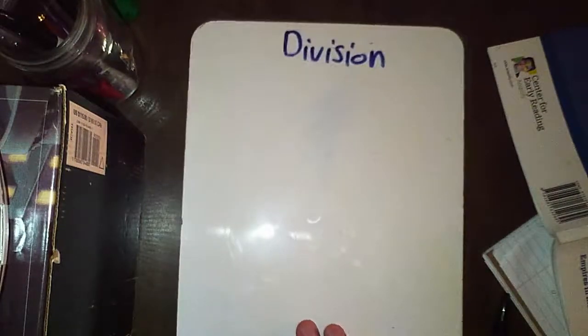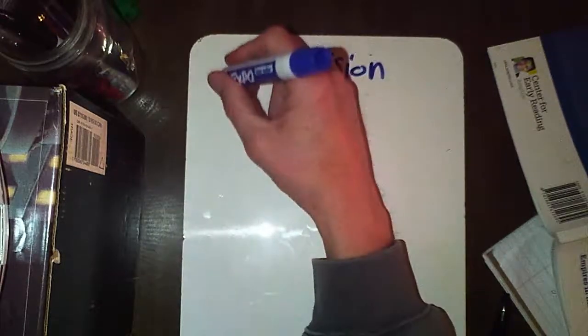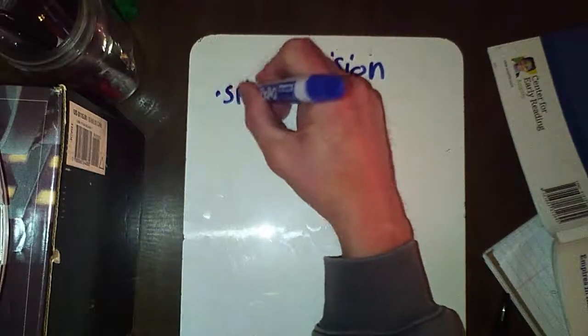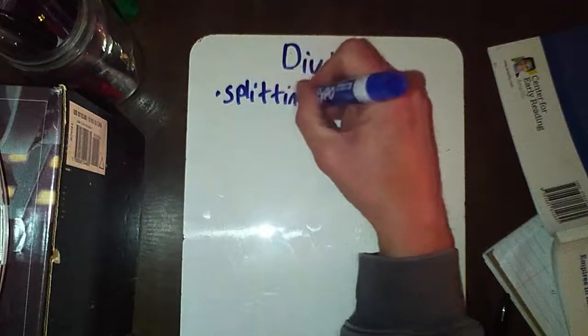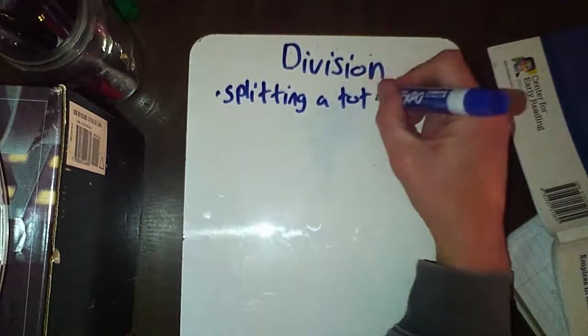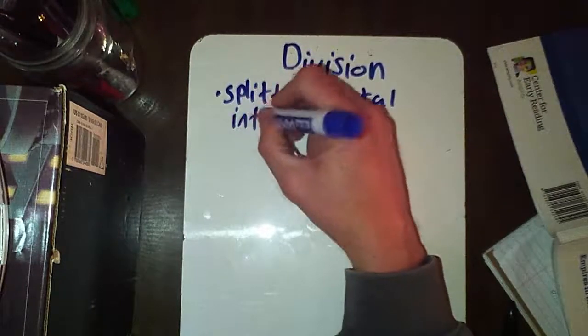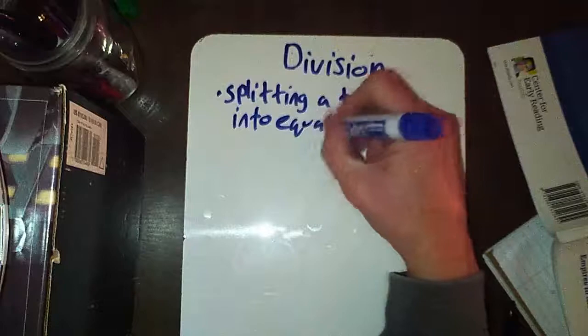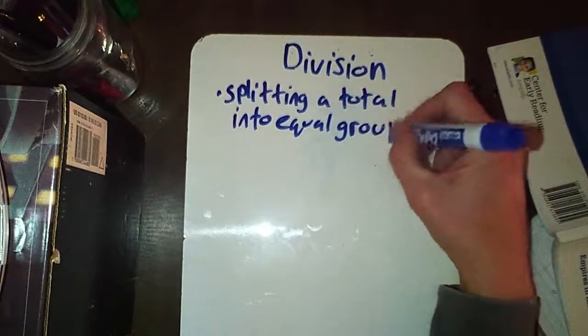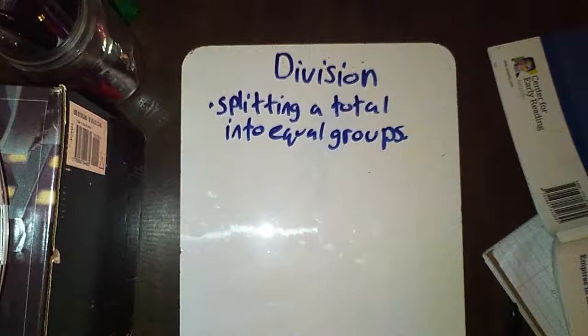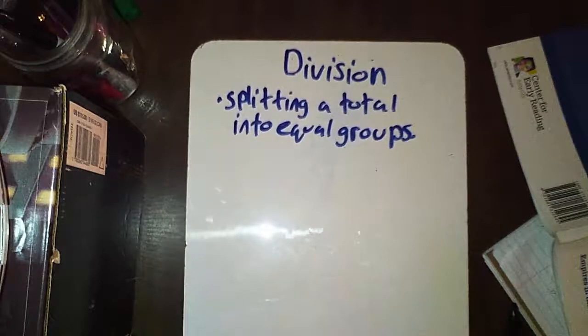Division today. And division is the exact opposite of multiplication. It's splitting a total into equal groups. That's what it is. We know that multiplication is taking equal groups and combining them into a total, while division is doing the exact opposite, splitting a total into equal groups, right?